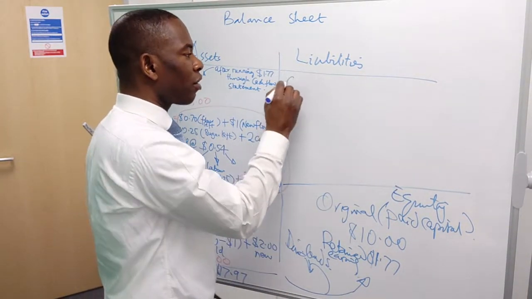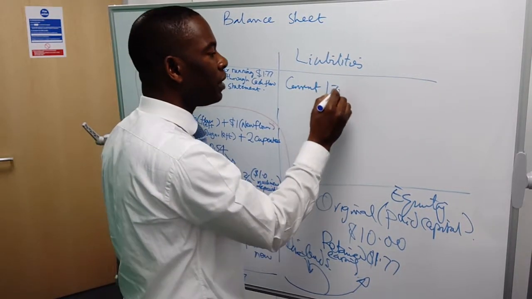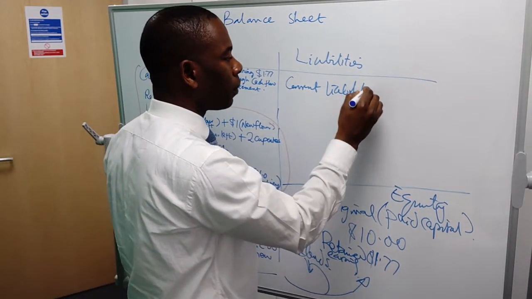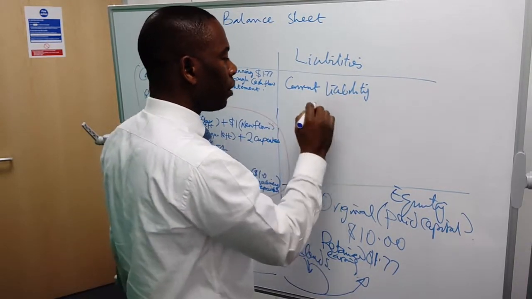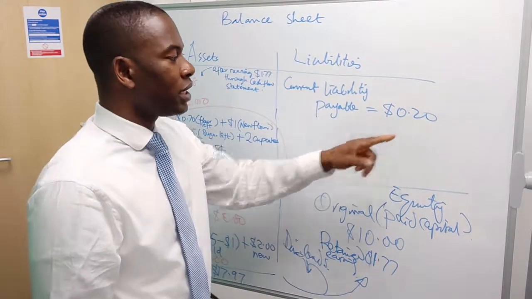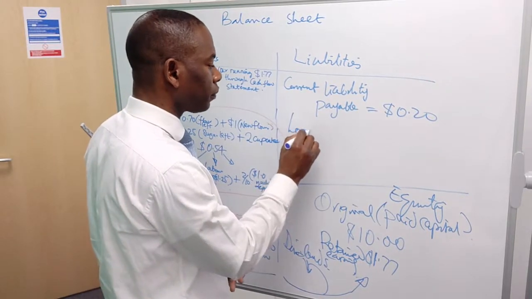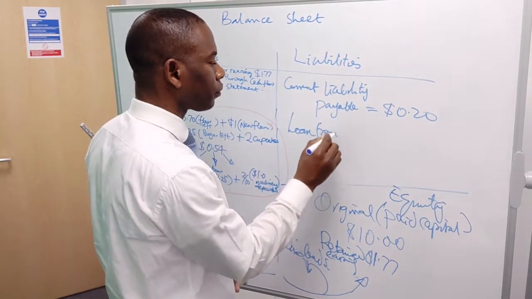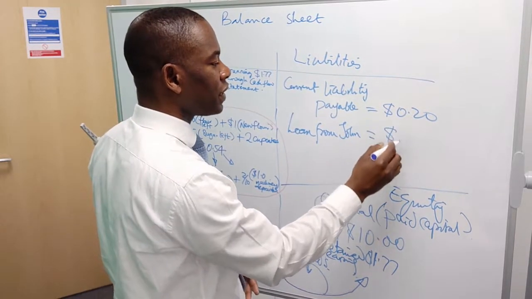Then we come to the proper liability side of things. We have our current liability, which is only the payables, 20 cents. The next one is loan from John, which is equal to $6.